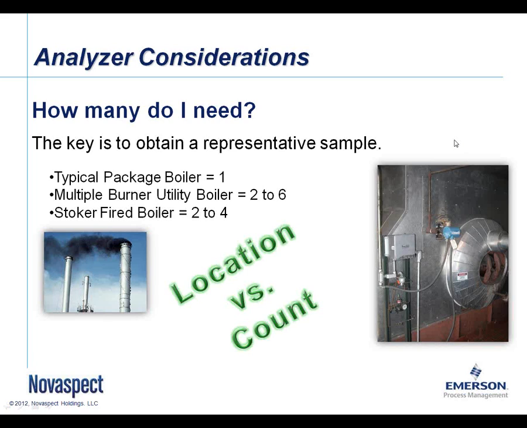And when we start talking about balanced draft or an ID-FD fan boiler application, we need to be concerned about where within the furnace we are placing the O2 probes. Because as the furnace runs under negative pressure, leaking observation doors, man-way gaskets, those types of things, soot blowing openings, all allow tramp air, uncombusted air, into that flue gas stream and can affect those readings.